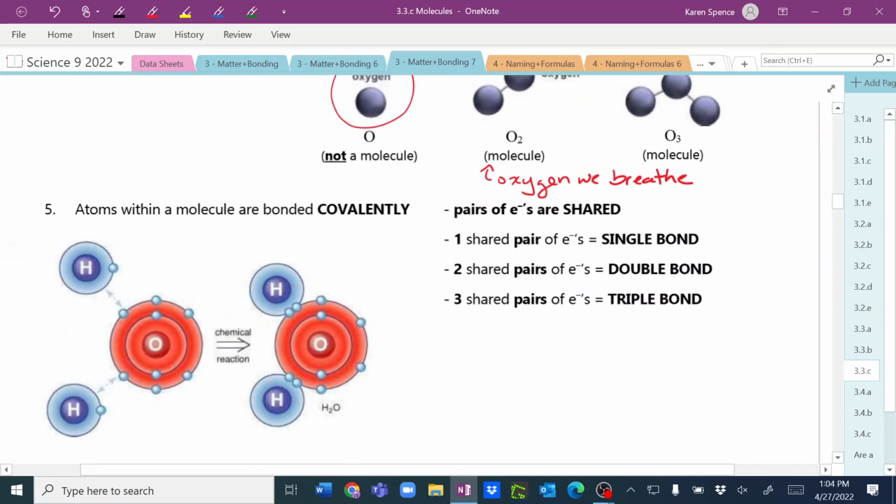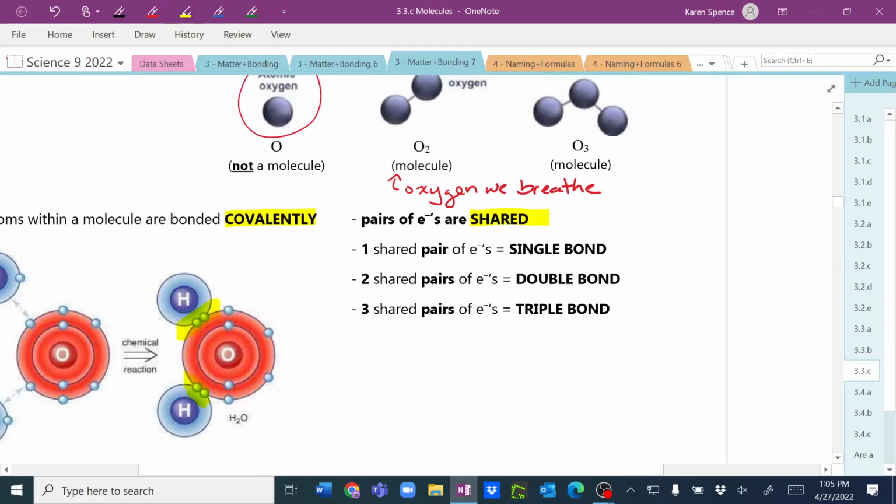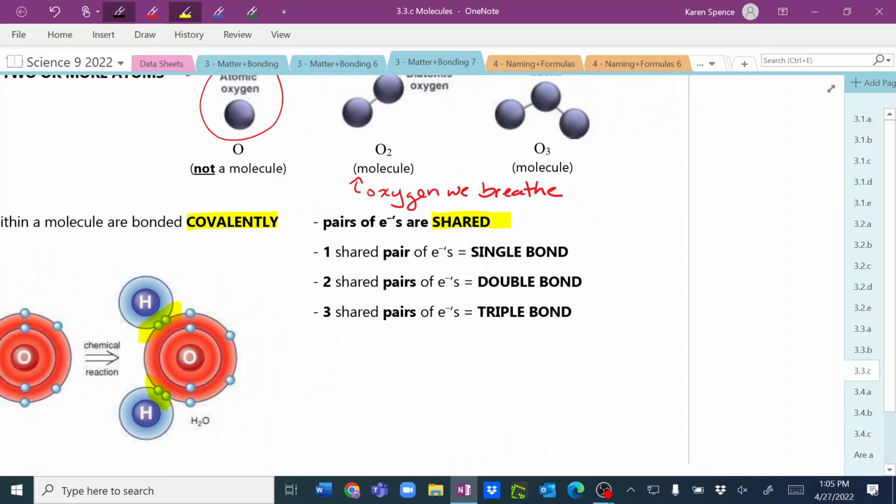Atoms bond covalently, which means that the pairs of electrons are shared. So you can see we have our shared electrons here and here. Do you remember what we call one pair of shared electrons? That's called a single bond, and if I had element X bonded to element X, what would I show to show a single bond? One line. Double bond, 2 lines. Triple bond, 3 lines. It's pretty straightforward, right?